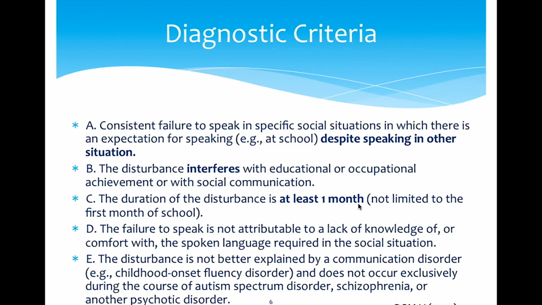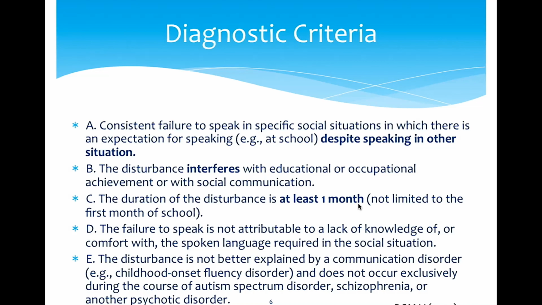So the diagnostic criteria for selective mutism, there's 5 components to it, and this comes directly from the Diagnostic and Statistical Manual. The first thing is that the student has to have a consistent failure to speak in specific situations, despite the fact that they have normal speech in another situation. So like I said before, typically they're able to speak normally at home, but they have difficulty at school or in the community. The disturbance has to be interfering, so it's not just something that happens occasionally for the child, it's not something that doesn't have any ramifications, but rather it has to actually impact educational or occupational achievement or their ability to engage in effective social communication.